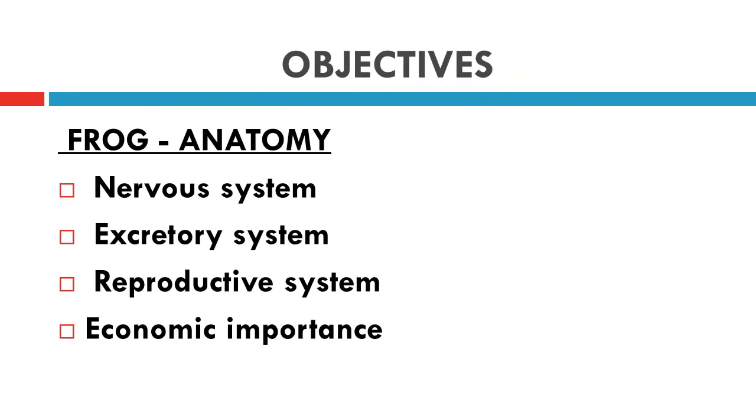And today's class, of course, we are going to discuss the rest of the systems of frog, that is nervous system, excretory system, reproductive system as well as the economic importance of frog also. Clear? Let us see one by one.